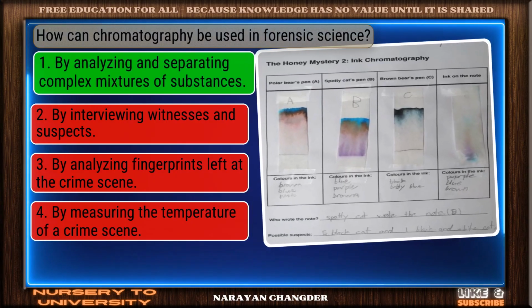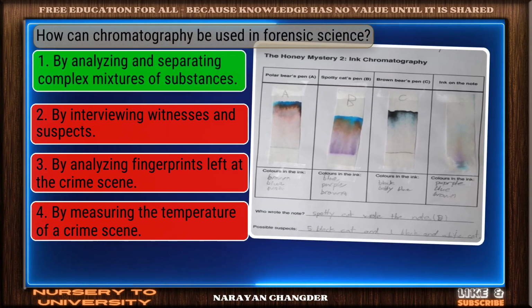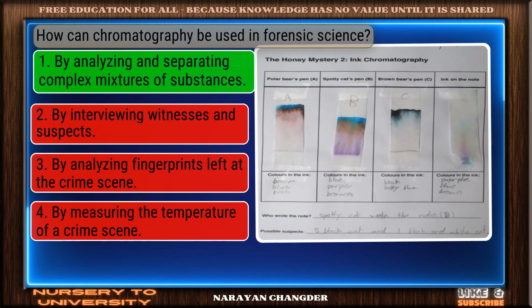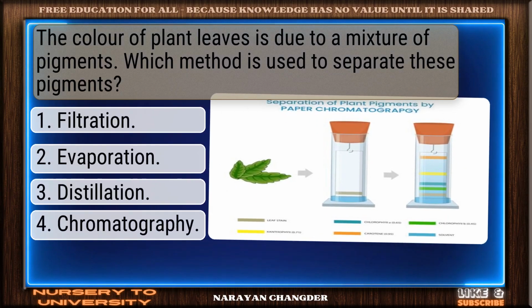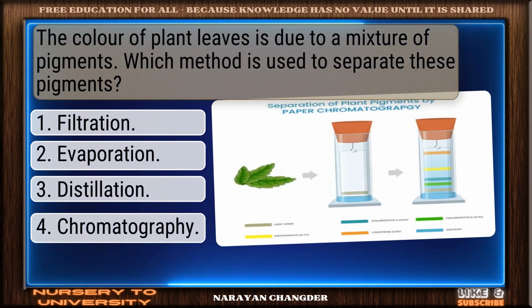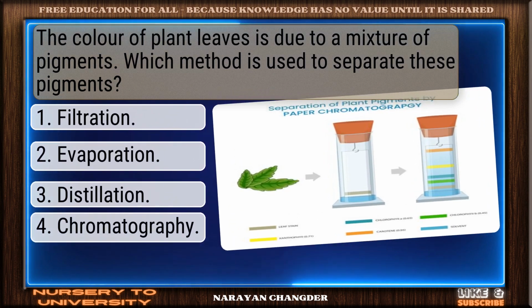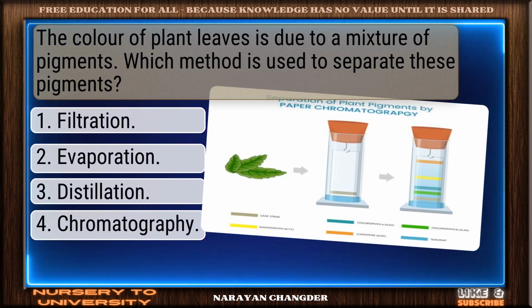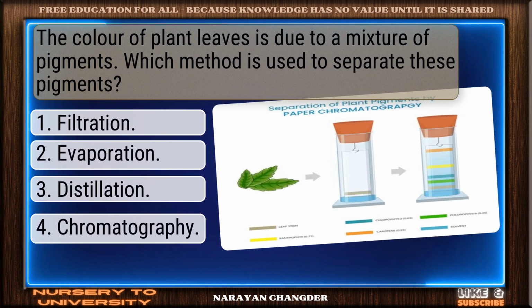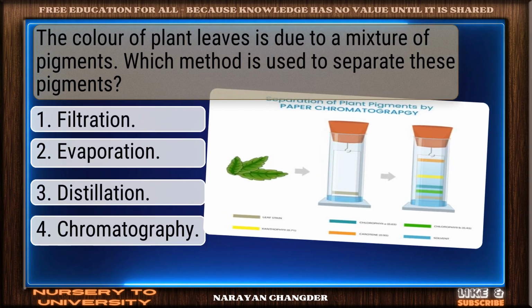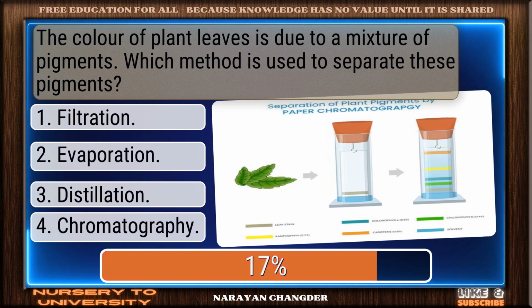By analyzing and separating complex mixtures of substances is correct. The color of plant leaves is due to a mixture of pigments. Which method is used to separate these pigments? Option 1. Filtration. Option 2. Evaporation. Option 3. Distillation. Option 4. Chromatography.